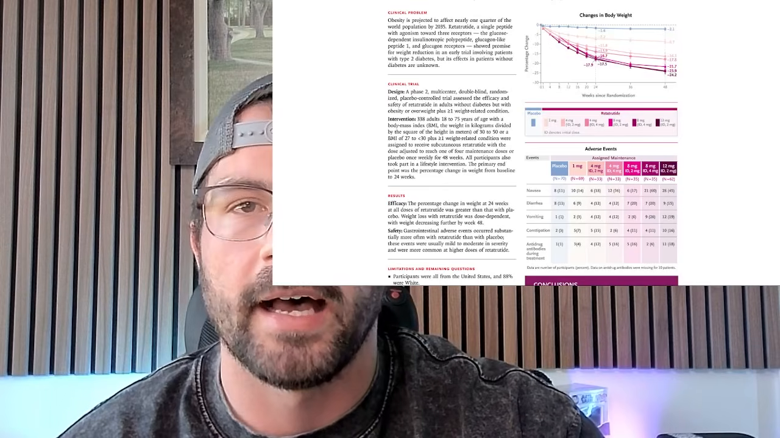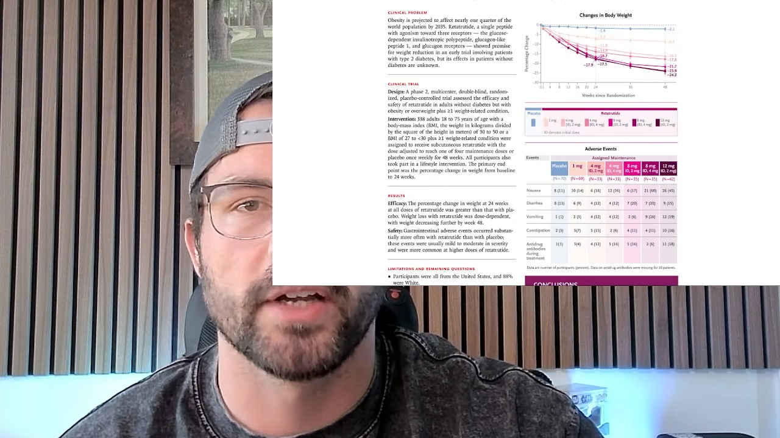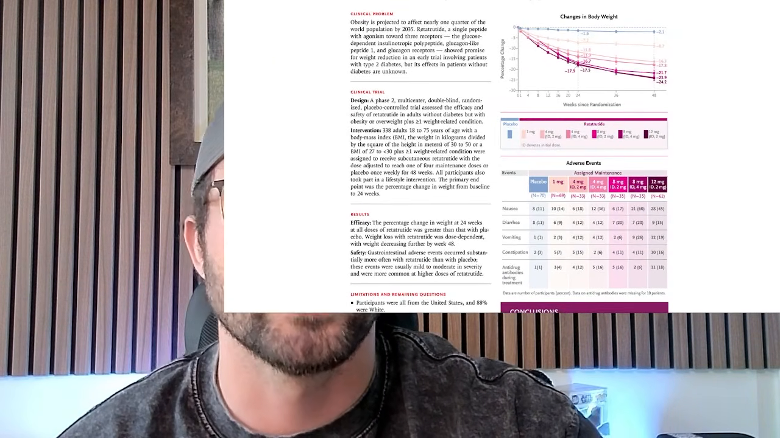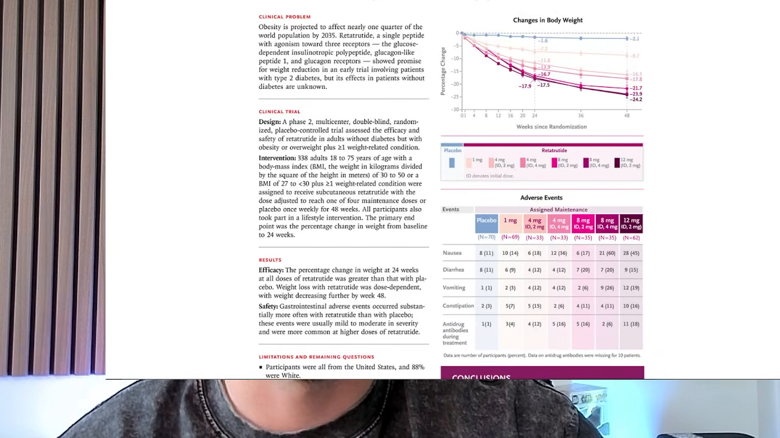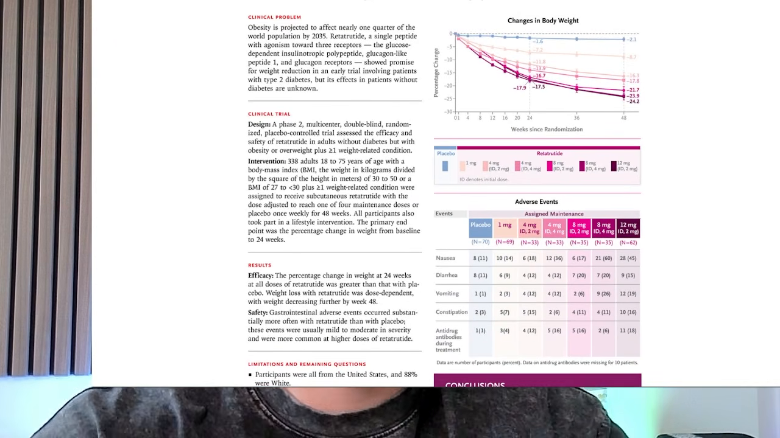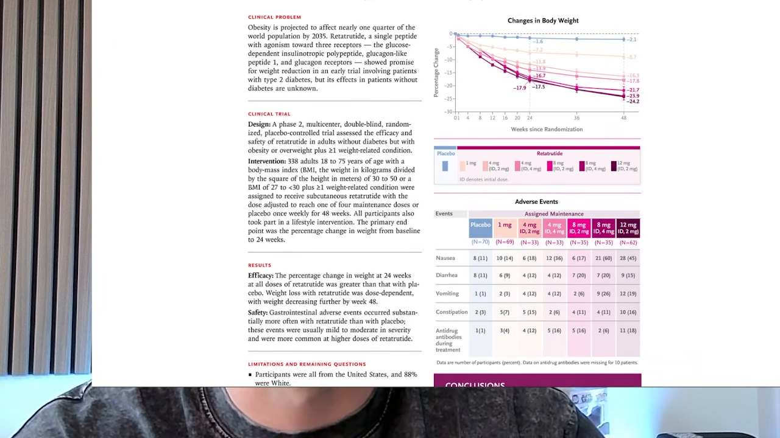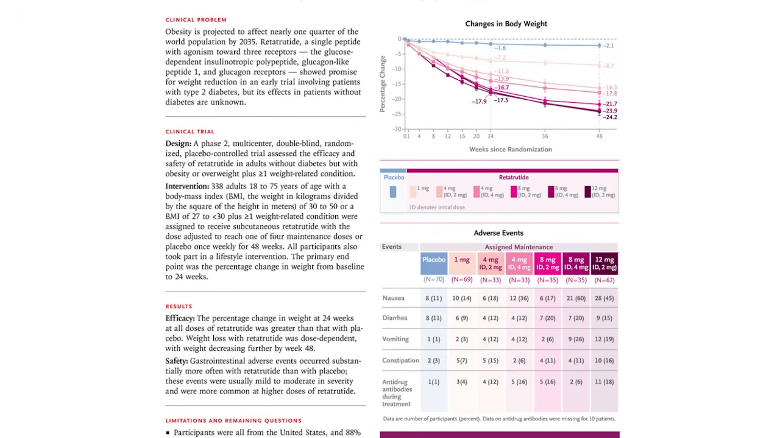So the first thing we are going to look at is going to be the actual phase 2 clinical trial data that was published from the study. So this is going to look at the phase 2 clinical trial data. This is published on the New England Journal of Medicine website. If you Google that, you can actually find this information. But there's a few things that I want to take a look at here.